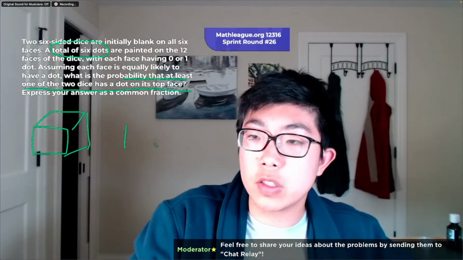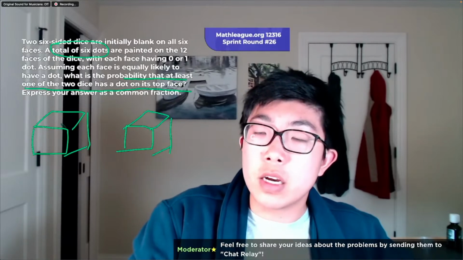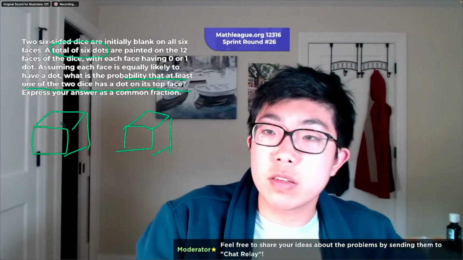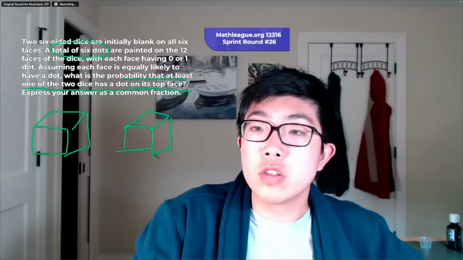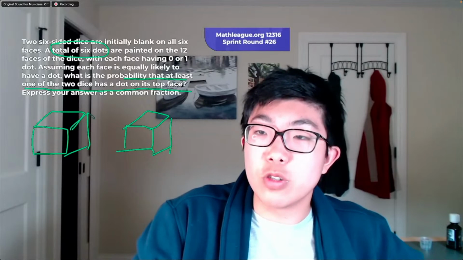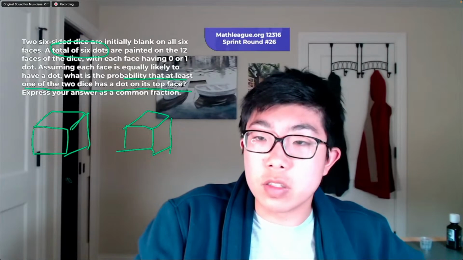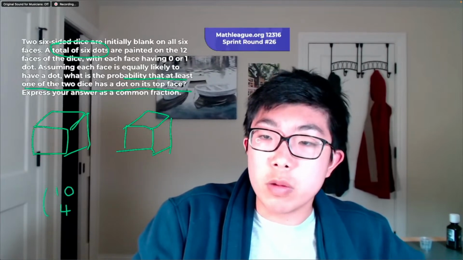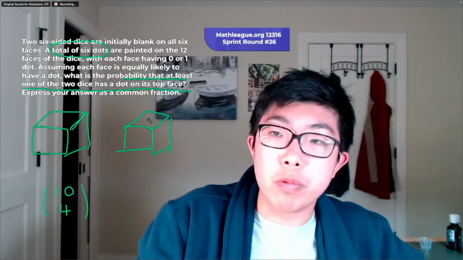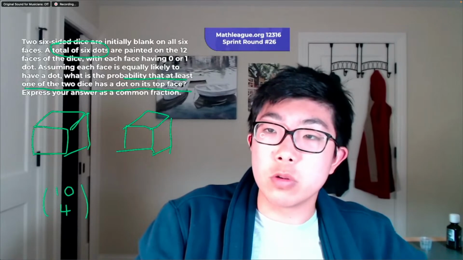I'm just going to draw the 2 dice here really quick for visualization. All right. We're essentially choosing 6 of these sides to have dots, and the other 6 to be blank. So the number of ways to choose this such that the 2 top faces are blank is 10 choose 4, because by establishing that these on the top are blank, we have 4 more sides that we want to make blank, which is 10 choose 4 ways to do it.